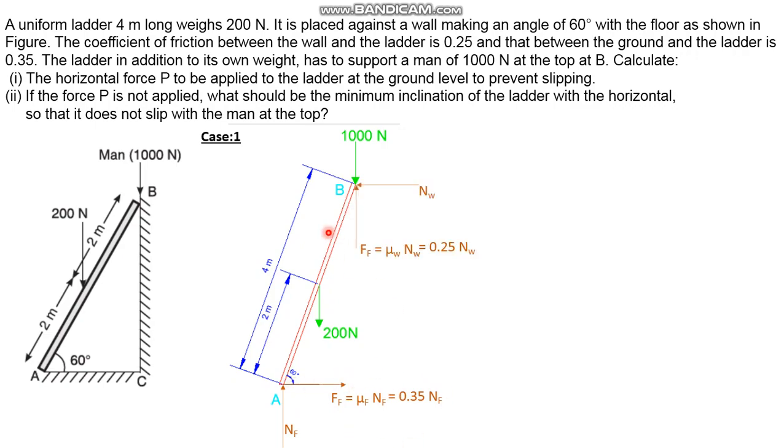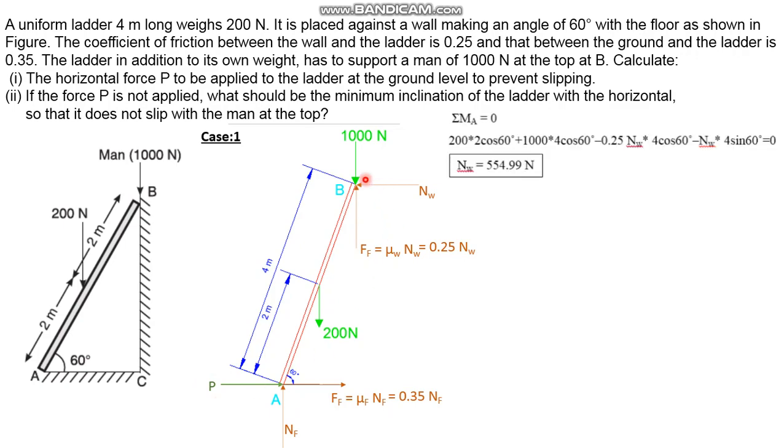Next, since the ladder goes down, the frictional force at the wall should be upwards. This should be FW. So FW equals mu W into NW, that is 0.25 NW, because this value is given as 0.25. So this is the figure. Since this ladder slips to this side, you have to apply a horizontal force P to stop the ladder. So you have to find out what this force P has to be.